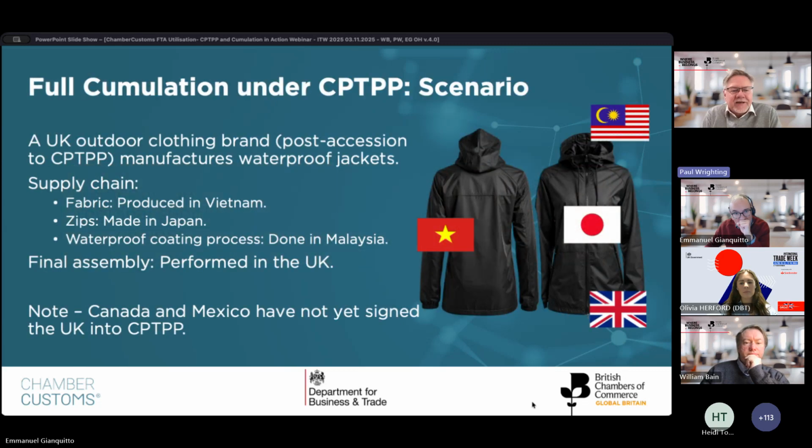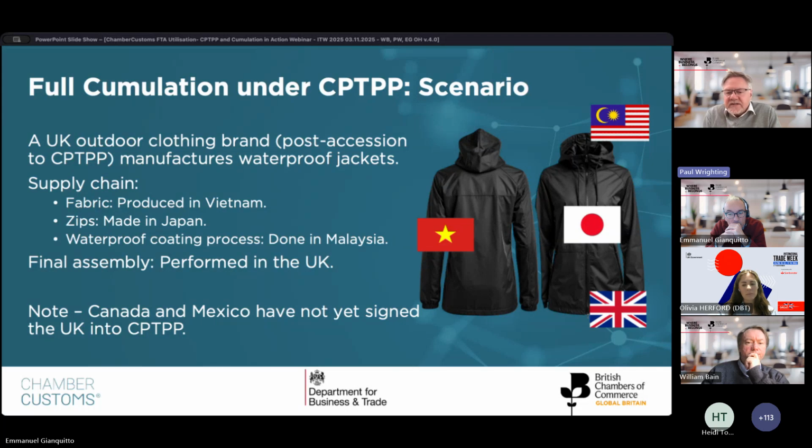Next slide, please. Thank you. So how does that work in practice? Well, if we look at this outdoor clothing, the fabric is produced in Vietnam, the zips were made in Japan, and the water coating process is done in Malaysia. But all those parts are then brought to the UK and the final assembly is done in the UK.